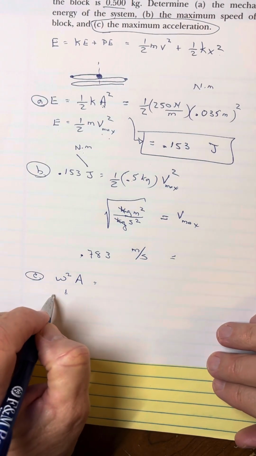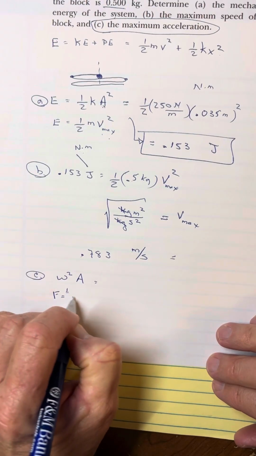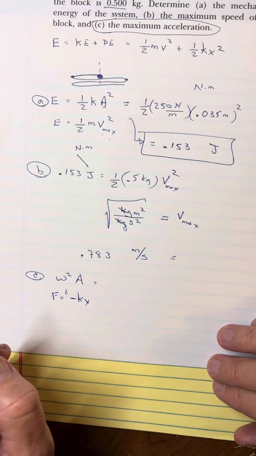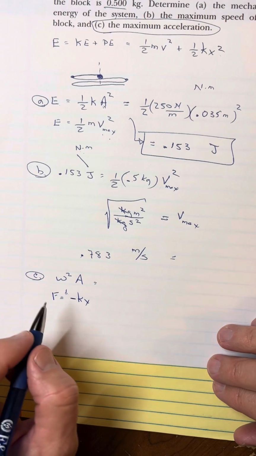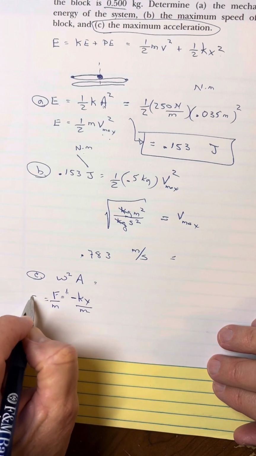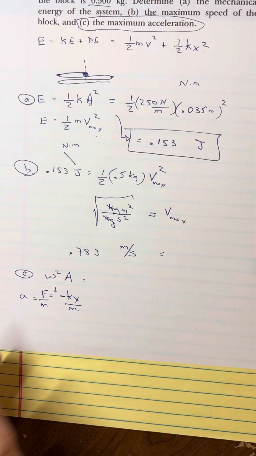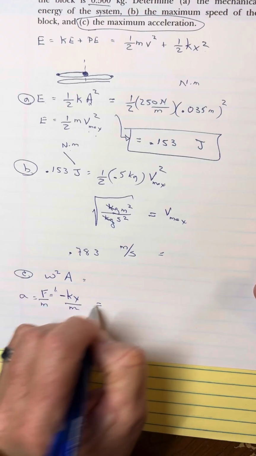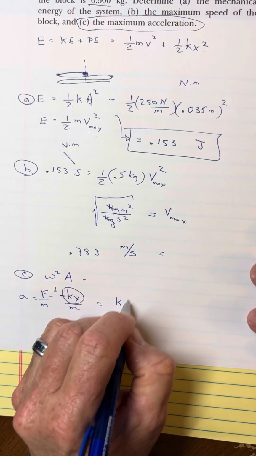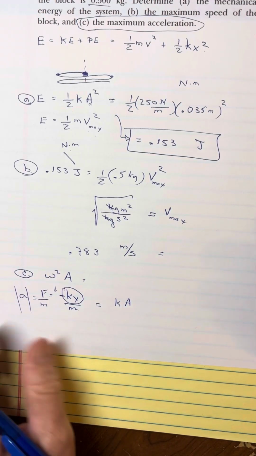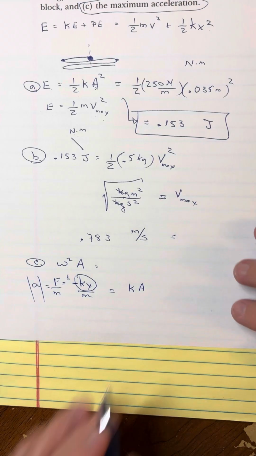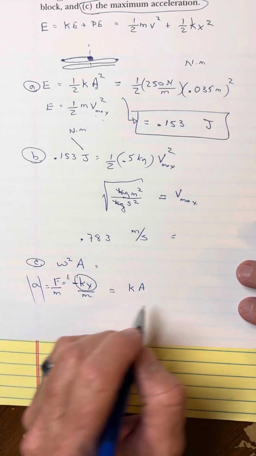I'm thinking just doing Hooke's law and then Newton's second law might be the way to go, because if we're talking about a maximum here in terms of magnitude, we're going to get that maximum when the position is at its amplitude.